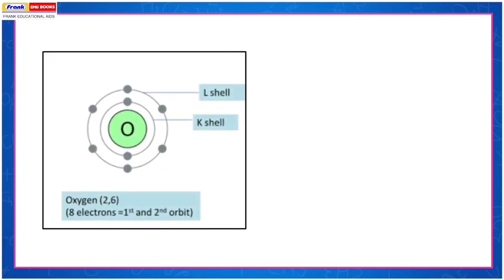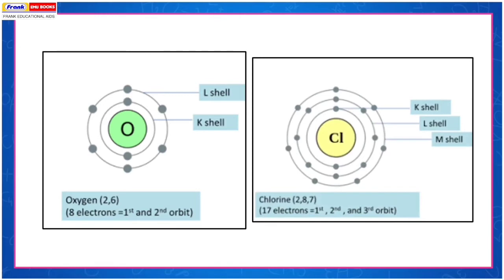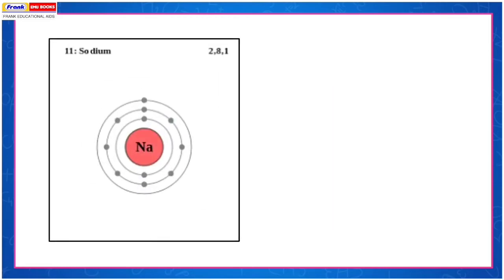Oxygen. The K shell of oxygen has 2 electrons, while the L shell of oxygen has 6 electrons, and in total oxygen has 8 electrons. Chlorine. The first shell, that is the K shell of chlorine, has 2 electrons. The second shell, that is the L shell, has 8 electrons, while the third shell, that is the M shell, has 7 electrons. Sodium. The first shell contains 2 electrons, the second shell contains 8 electrons, and the third shell contains 1 electron.